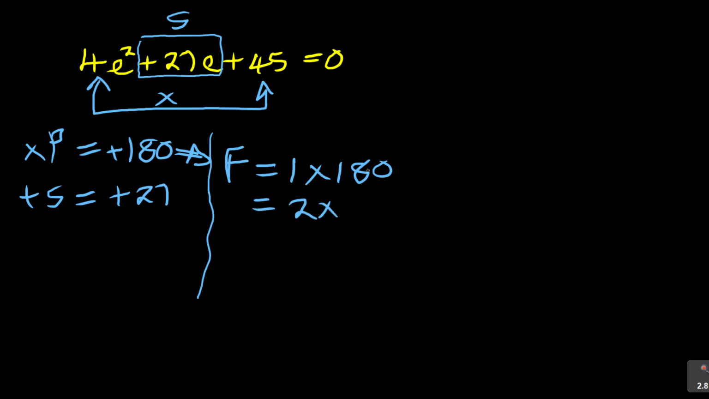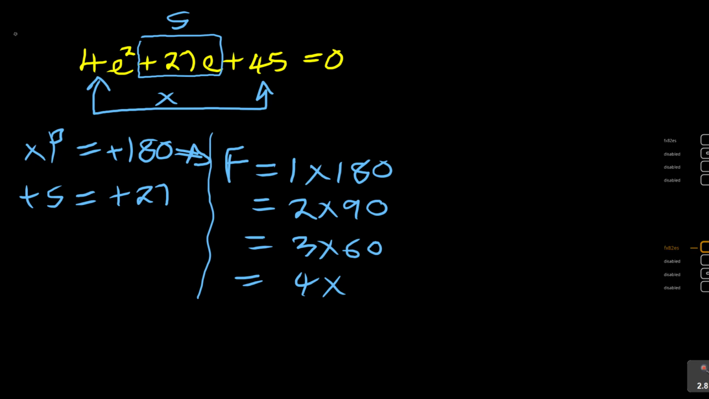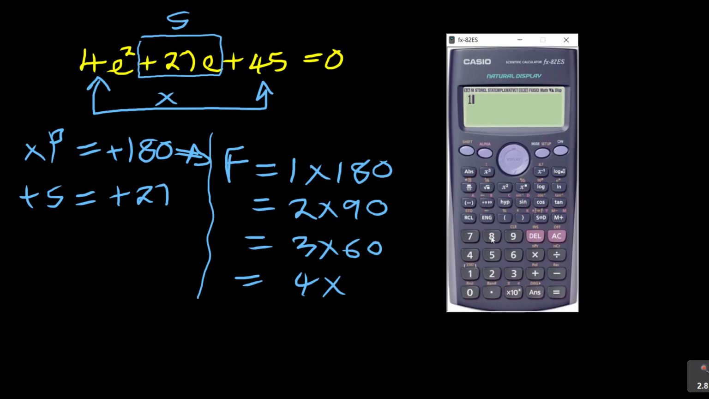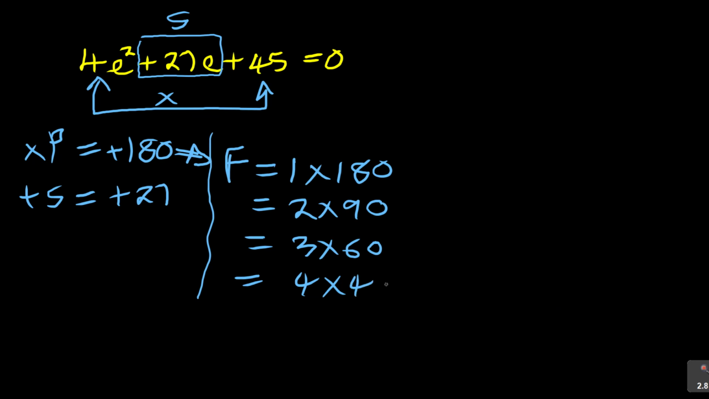It's 2 times what? Half of this. You are dividing 180 divided by 2. It's 90. And then 3 times, you are dividing this, it's 60, and then it's 4 times, so you are simply saying 180 divided by 4. So let me quickly get the calculator here. I'll say 180 divided by 4, I get 45, and then 180 divided by 5, I get 36. So this one was 45, and then 5 times 36, and then 6 times 30, I think.